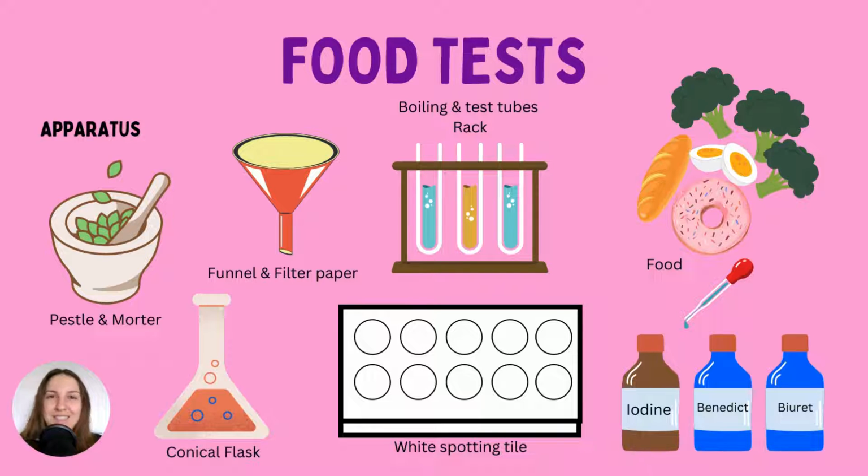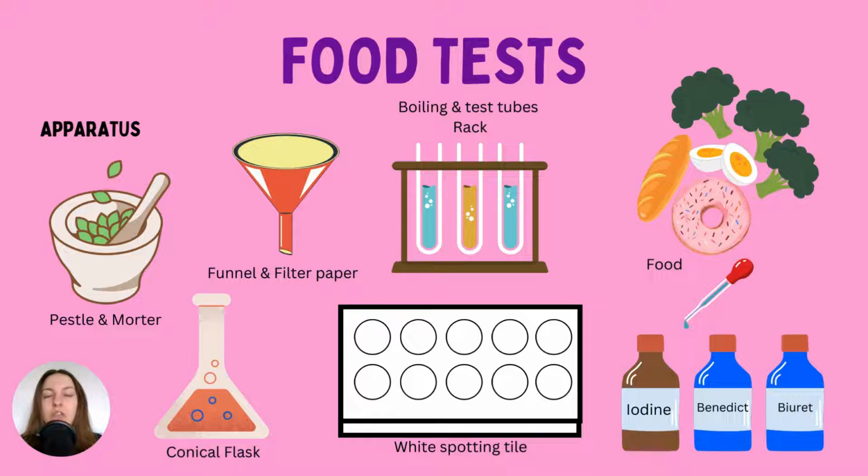You, of course, need some food. I mentioned a loaf of bread. It could be a biscuit. It could be some crisps. It just depends on what you want to test and see what types of food molecules are in there. You will also need a white spotting tile. You may need several of these. It depends how many repeats you do.